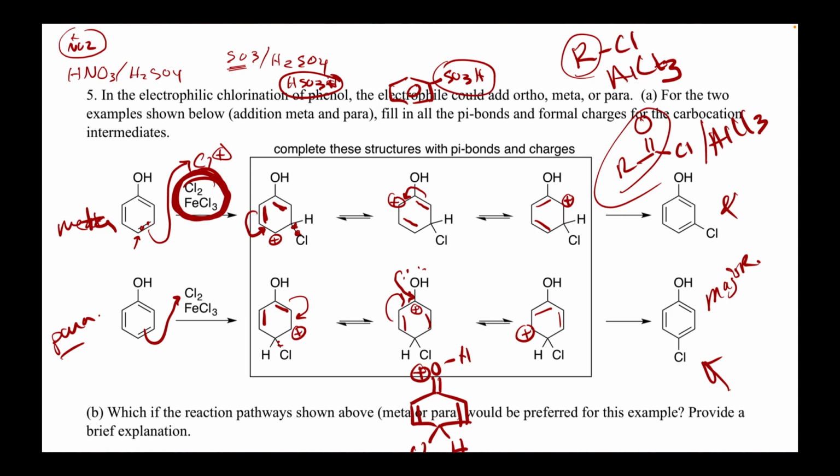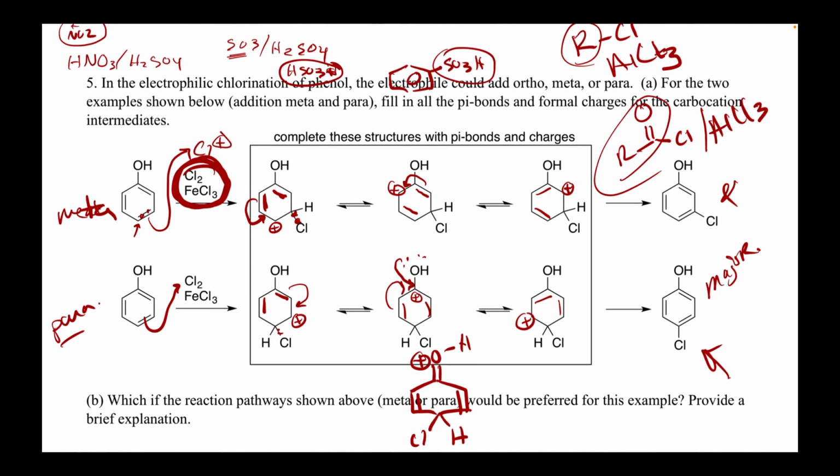Is there anything else we could add? Bromine, Br2 and FeBr3. I think that was all, right? What can we do with groups once they're on there? Is there anything we can do to modify groups that are on the benzene ring? There were a couple of reactions, right?